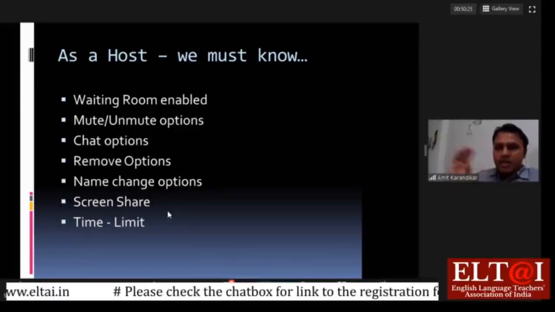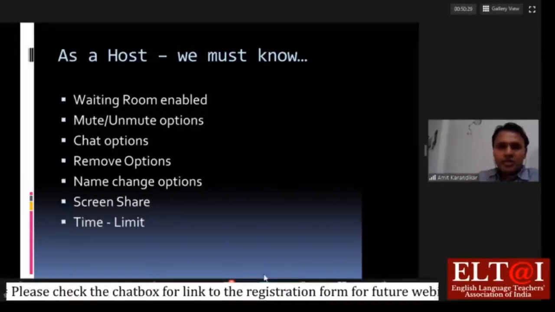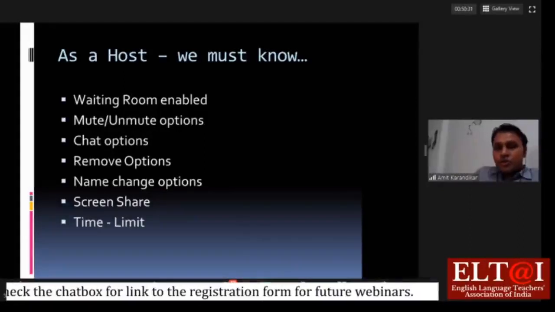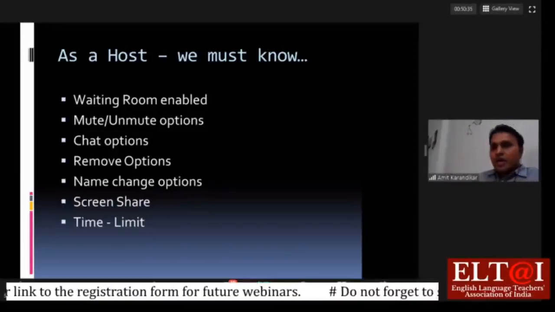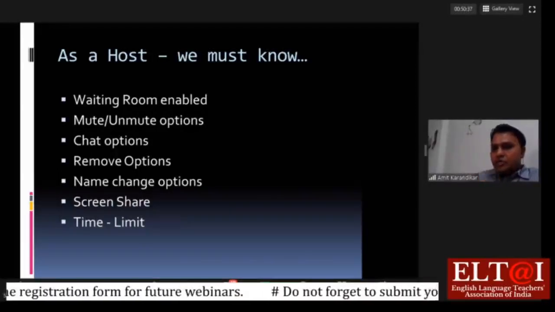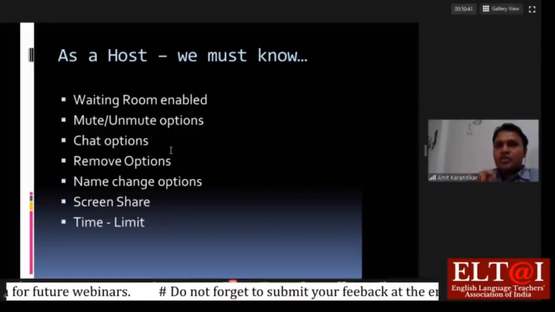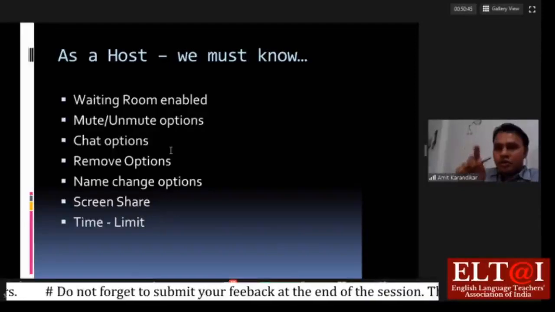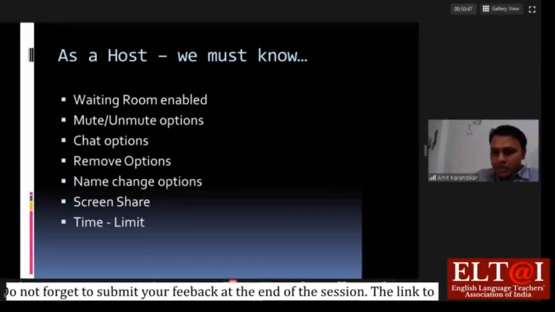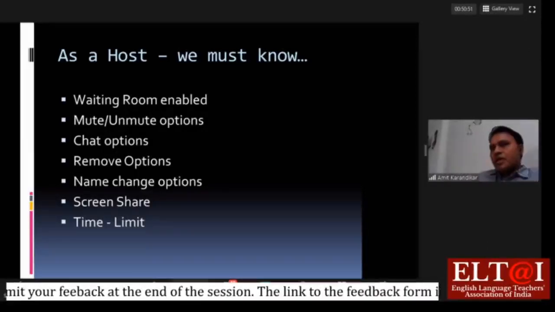Then there is a remove option. This is like a final stage where if there is some student who is creating too much of a disturbance, you need to remove that student, because you also need to pay attention to the other students. One technicality is the name change option. There are a lot of disturbances that happen when they change their name and try to create some mischief. So disable that option for the name change. And then there is screen share, which I have done right now with you. But the most important is the time limit.